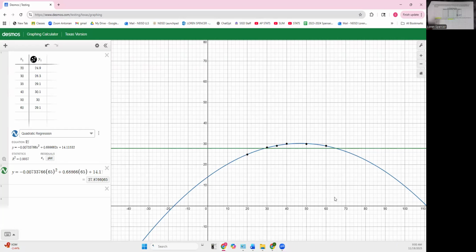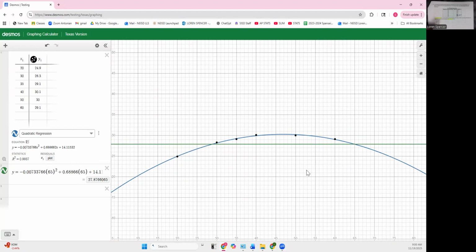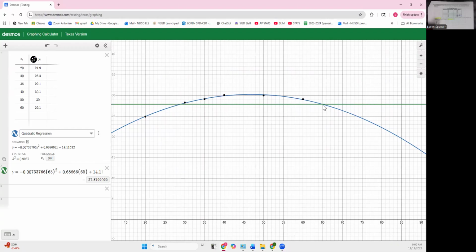Well, at 65, that's approximately right here because this is 60. And I'm going to zoom in just a little further. And there's 65. That's what we care about right there. And it looks like at 65 it's about 27.87. I'm going to go ahead and write that down on my paper. So we have 65, comma, 27.87.